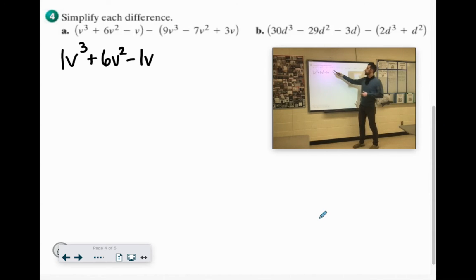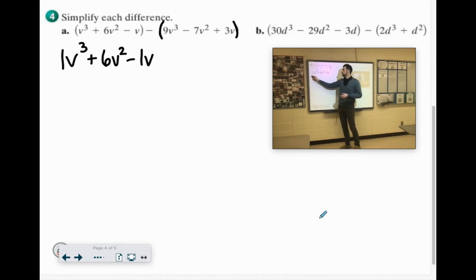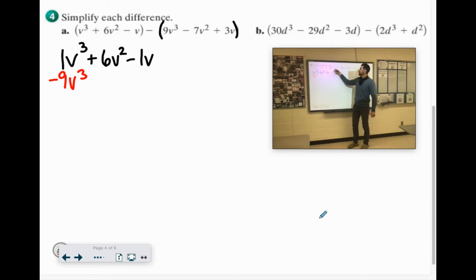The second one, remember, we're going to change everything in the parentheses here to the opposite because we're subtracting. So we'll make it negative 9v to the third, which we'll put under our other v to the thirds. We'll make it plus 7v squared because it would be minus negative 7v squared, plus 7v squared. And then it will become negative 3v.